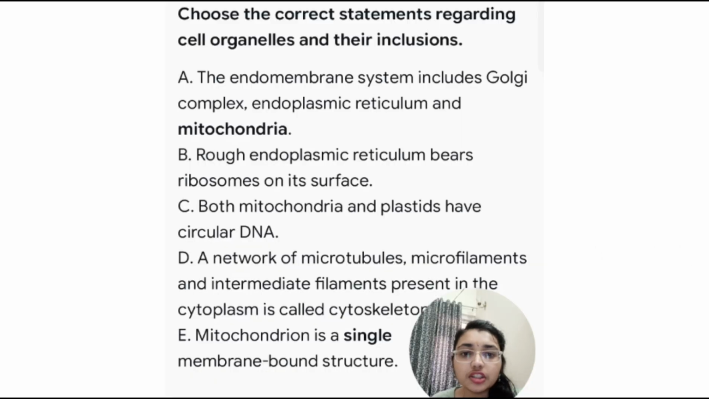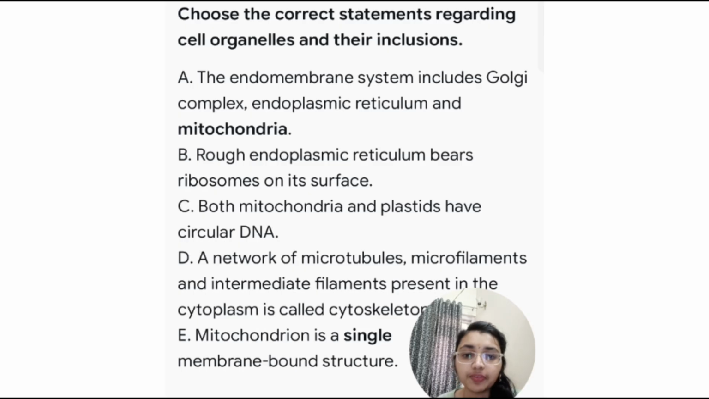Here the question is, choose the correct statement regarding the cell organelles and their inclusion. The first option is that the endomembrane system includes the Golgi complex, endoplasmic reticulum and mitochondria. This is an incorrect statement. The second is a correct statement: rough ER, endoplasmic reticulum, bears ribosomes on its surface.